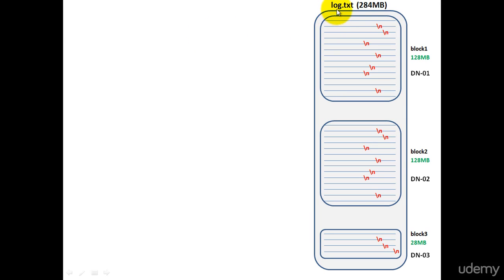Let's consider log.txt file of size 284 MB. This file is divided into 3 blocks. First block of size 128 MB is stored in data node 1. Second block of size 128 MB is stored in data node 2. And third block of size 28 MB is stored in data node 3.